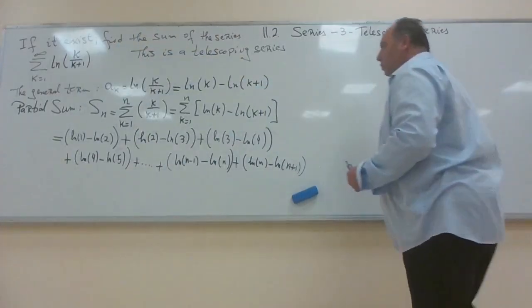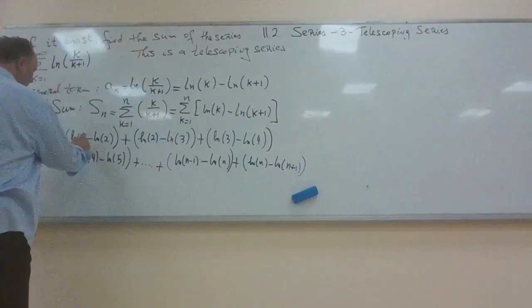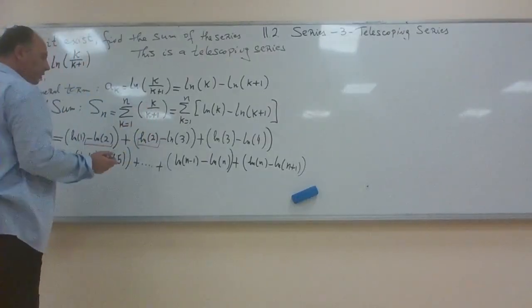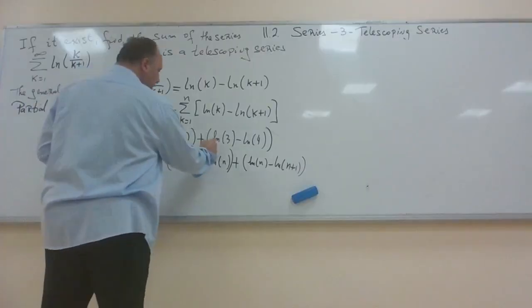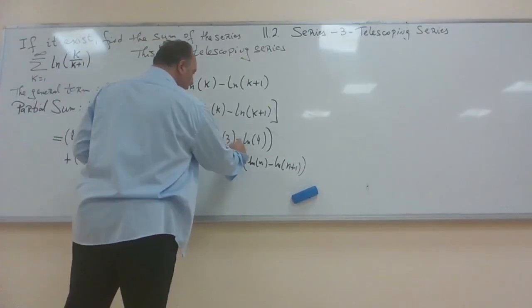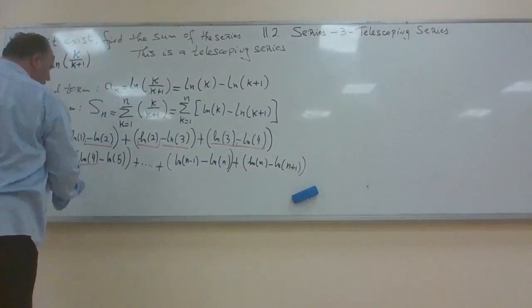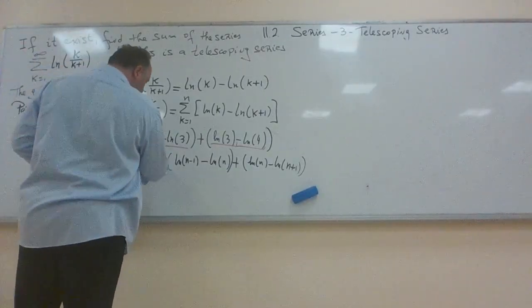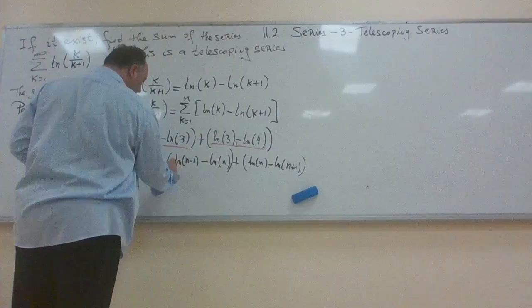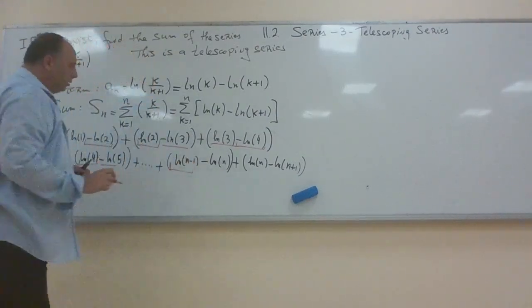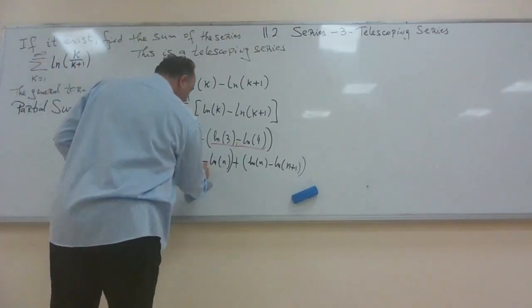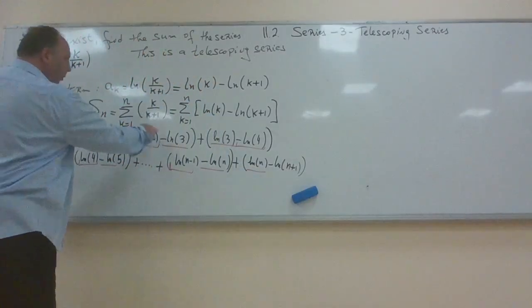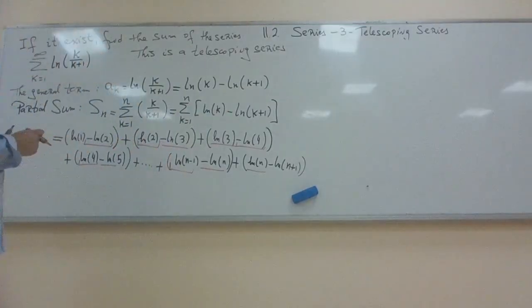so now we look at what's happening. We have negative ln2, positive ln2, so they cancel. Negative ln3, positive ln3, they cancel. Negative ln4, positive ln4, they cancel. Negative ln5 will cancel with positive ln5. Negative ln(n minus 1) will cancel with positive ln(n minus 1). So essentially, a bunch of these terms disappear. So that's why it's called telescoping.